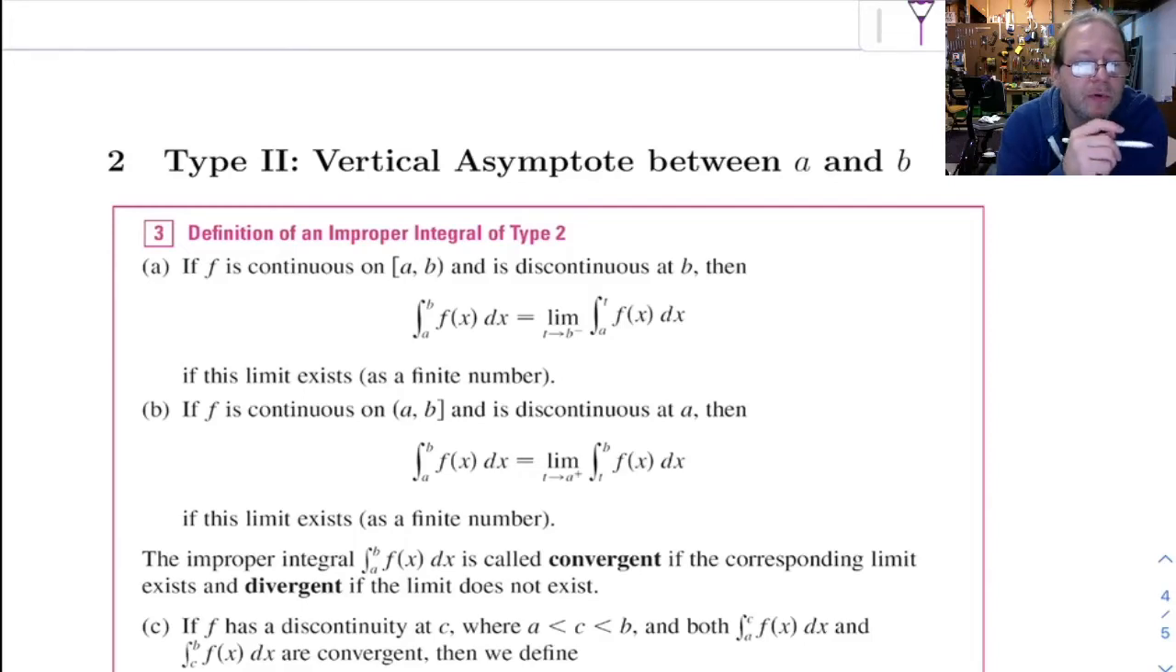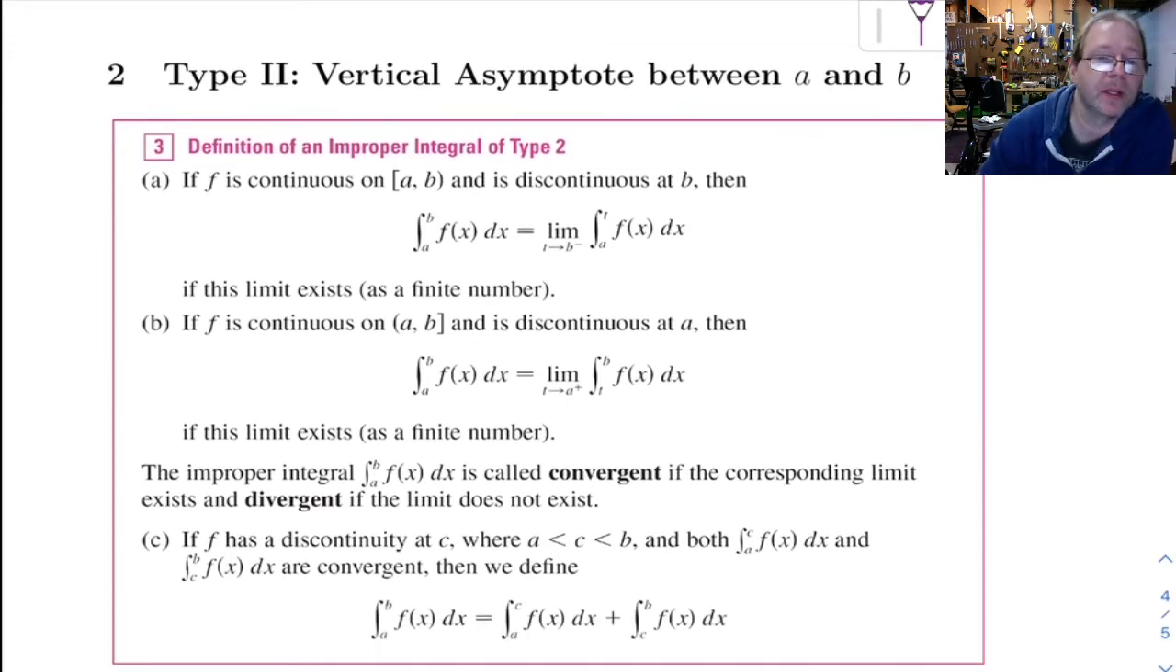The type 2 improper integrals are the ones where you have a vertical asymptote between a and b. And the book splits it up into three different cases. One is where the asymptote actually occurs at b. For that one, you just take the original integral and replace b with t, and you take the limit of this as t goes to b from the left.